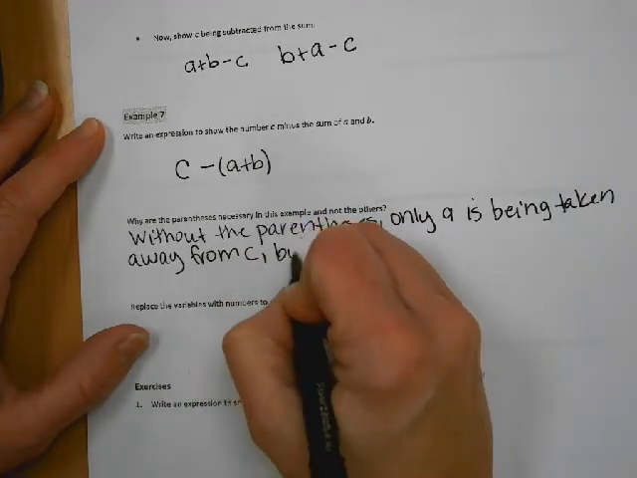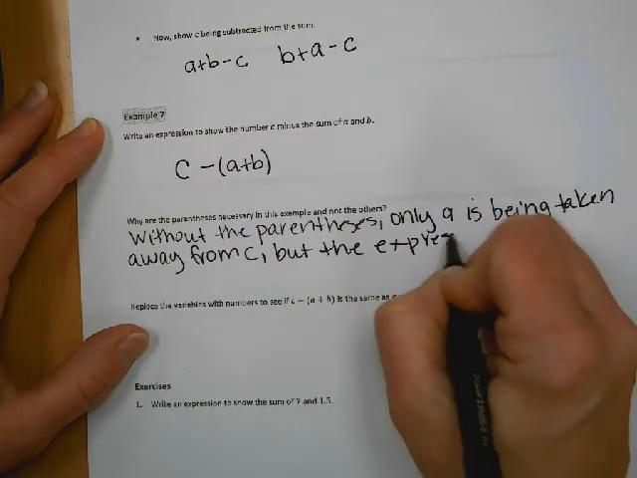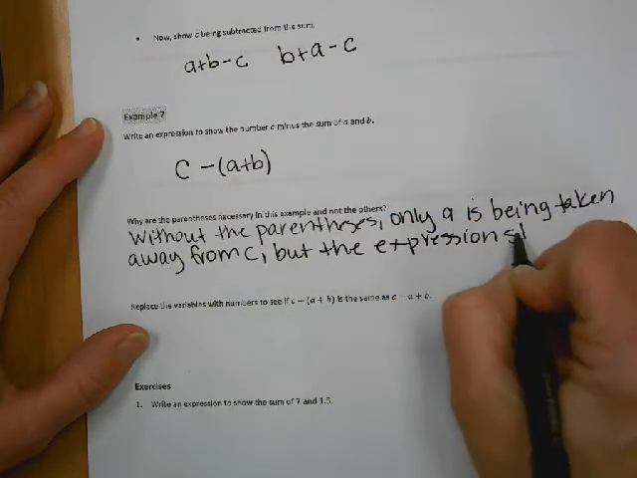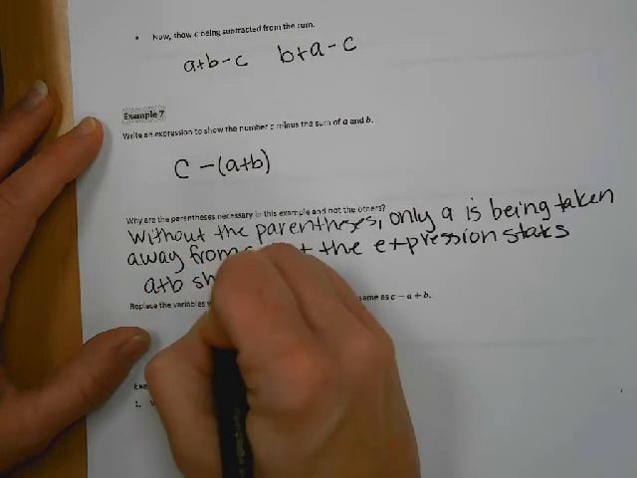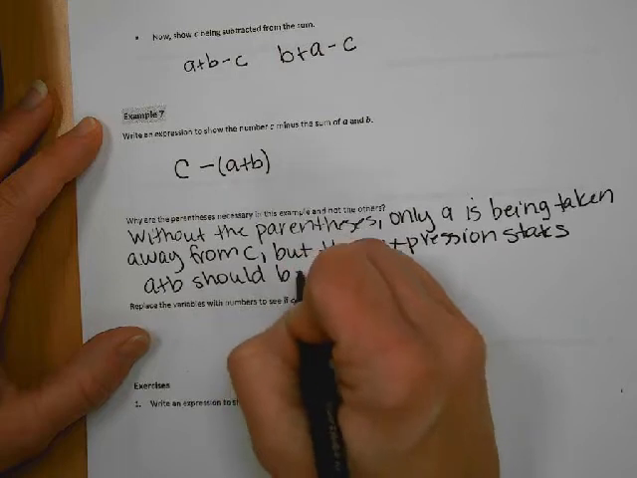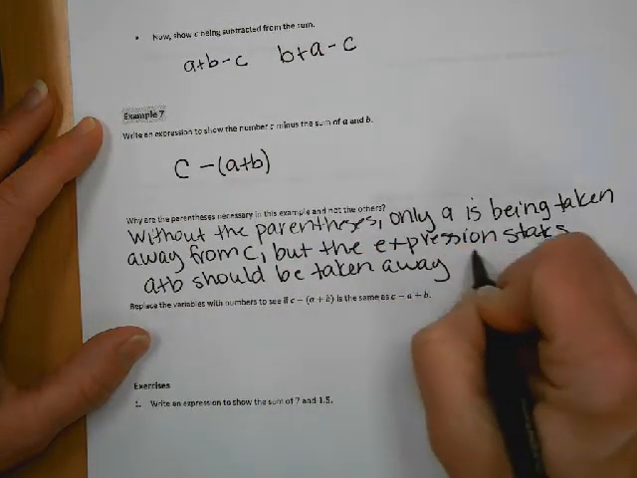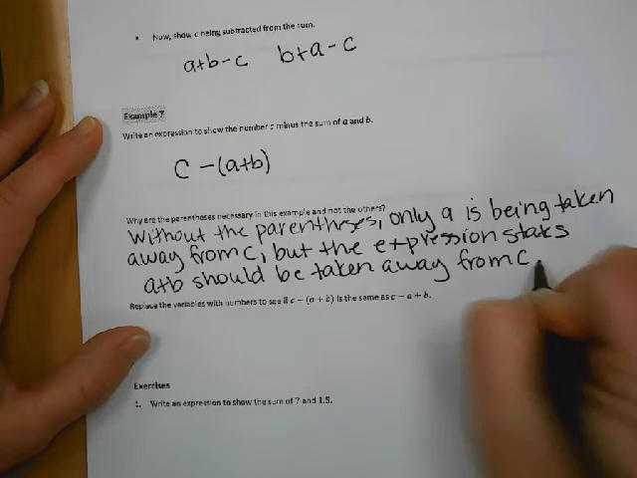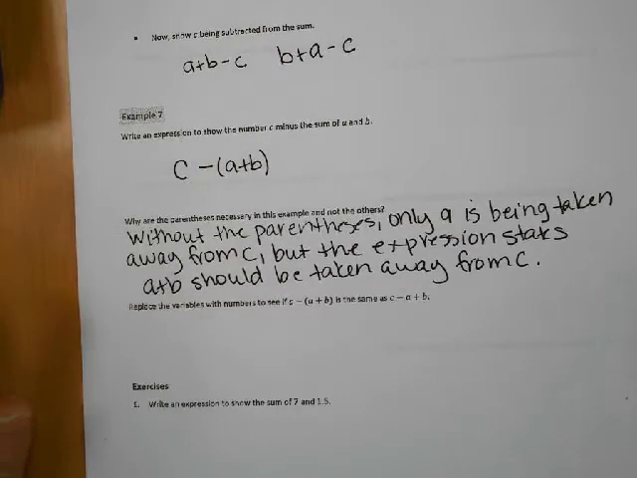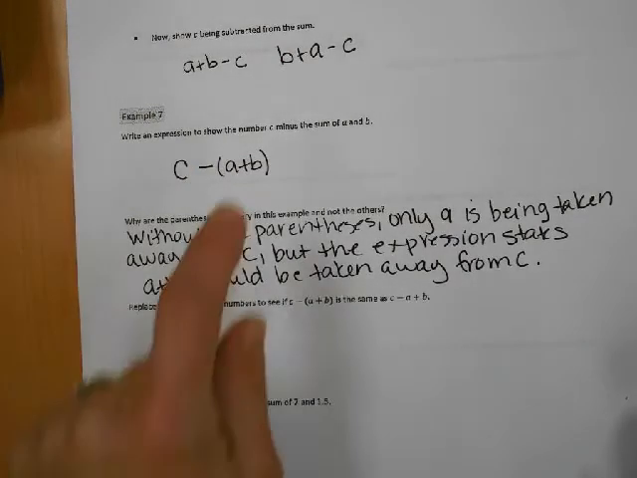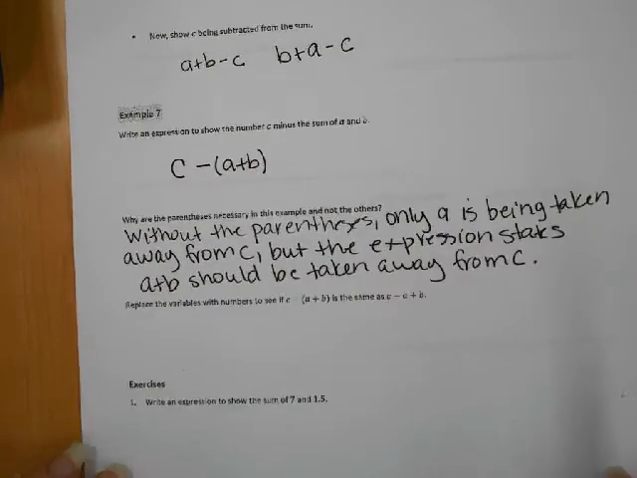But the expression states a plus b should be taken away from c. So if I had not had the parentheses here, then I would first do c minus a and then add b. And that's not what my expression says. The expression says c minus the sum of a and b. So a plus b has to be in parentheses.